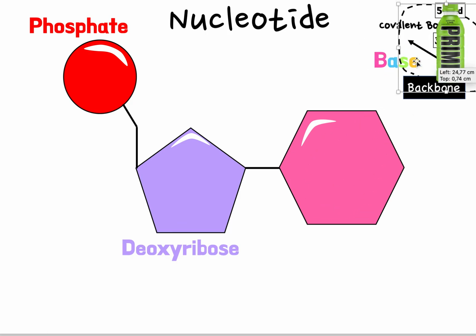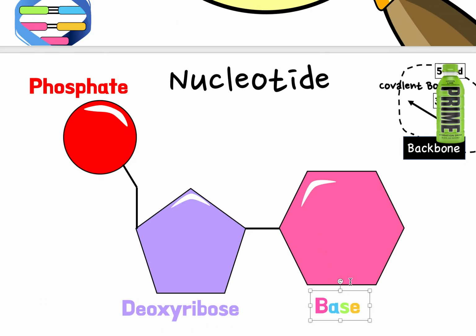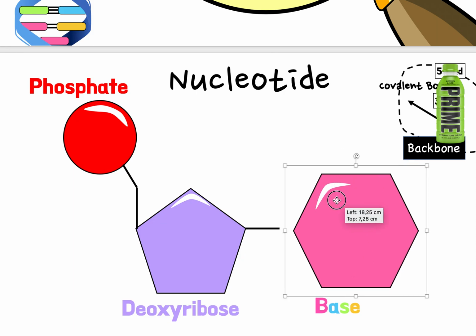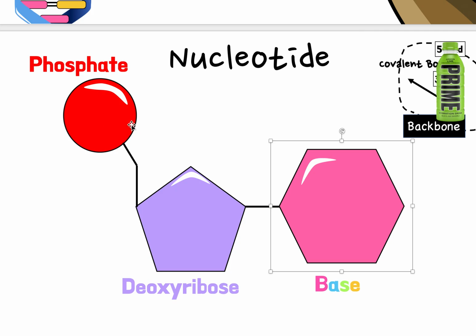I made this colorful right here because remember, the base is the letter, and it can be any one of 4. Any one of these 4 colors, right? So right now we're looking at the pink one, but it can be any. This one can be substituted for any of the other bases. Okay, so this is the 3 basic structures that a nucleotide is made of: a phosphate, deoxyribose, and a base.